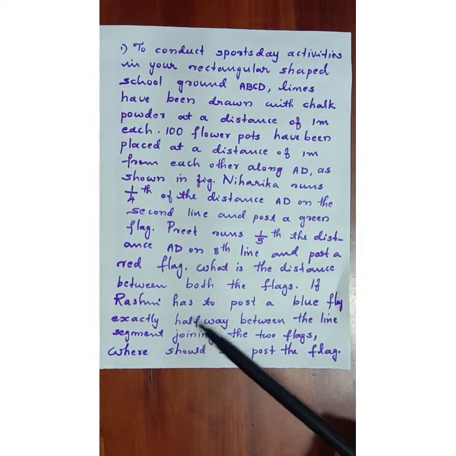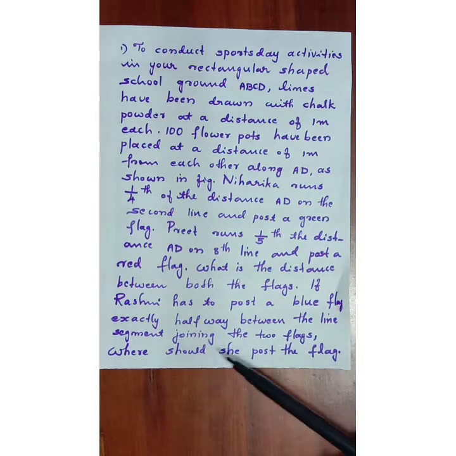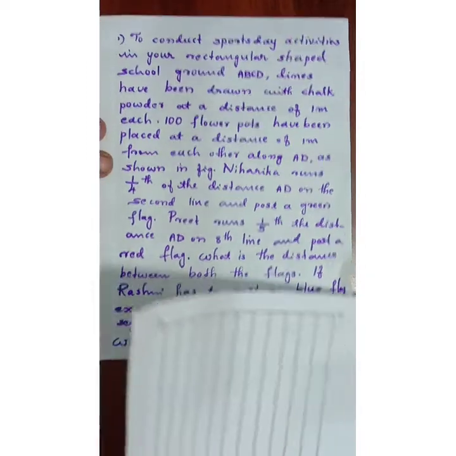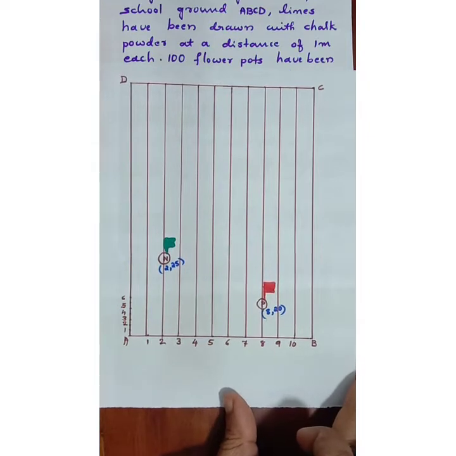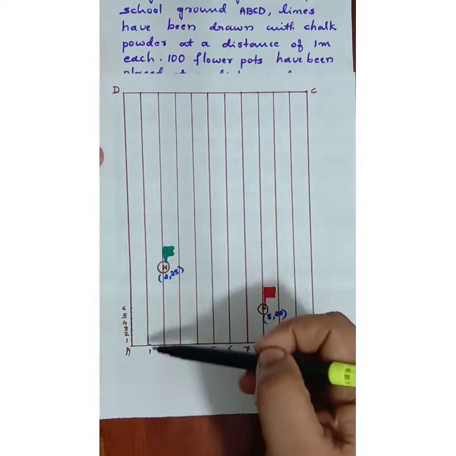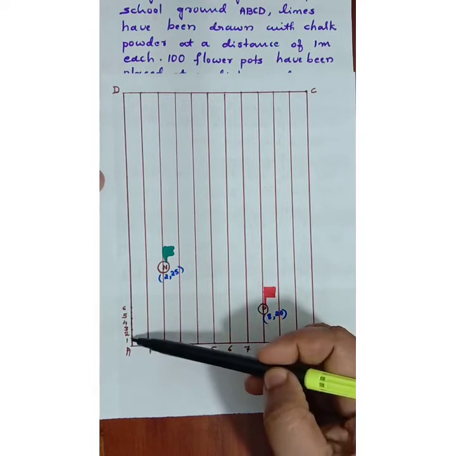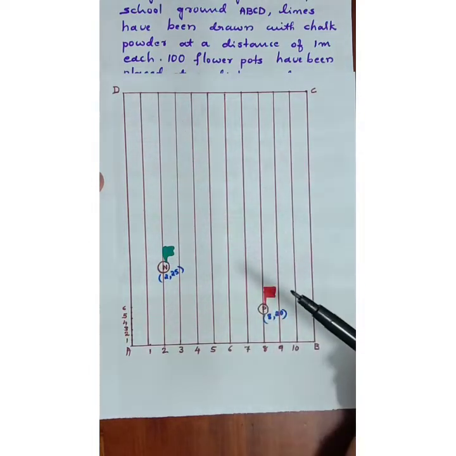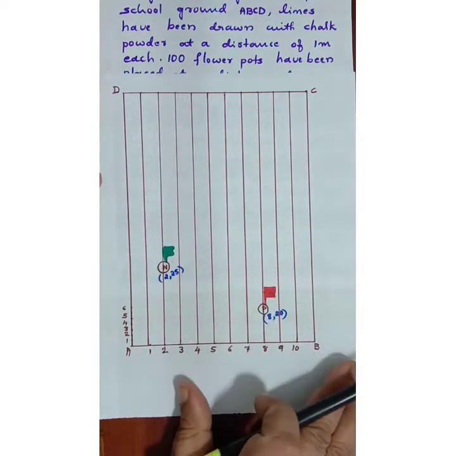If Rashmi has to post a blue flag exactly halfway between the line segment joining the two flags, where should she post the flag? By seeing the figure, you will understand the concept. Here you can see for sports day activities, there is a rectangular ground. This is the AD line on which 100 flower pots have been kept. See 1, 2, 3, 4 like that. 100 flower pots are kept on AD. ABCD is the rectangular field.